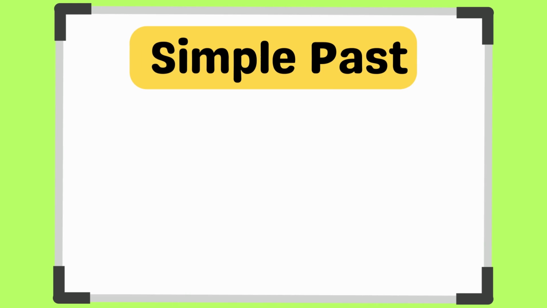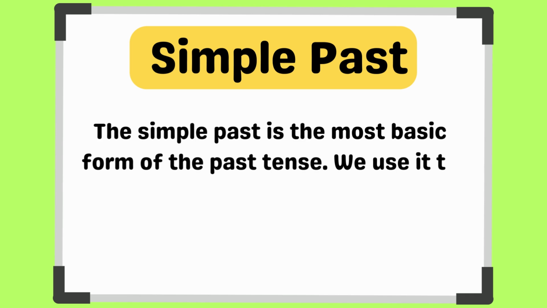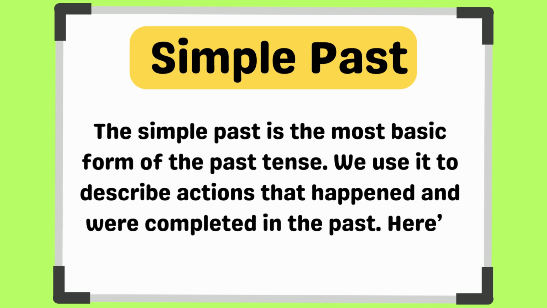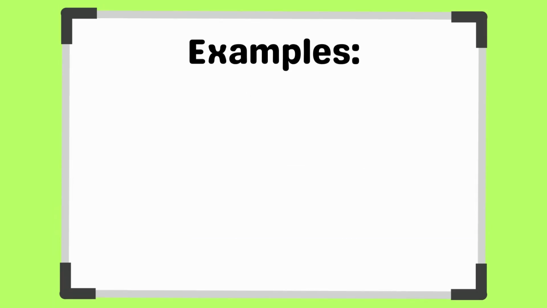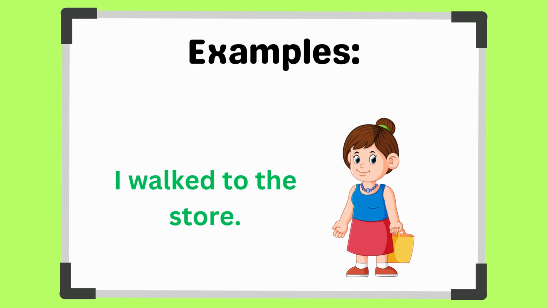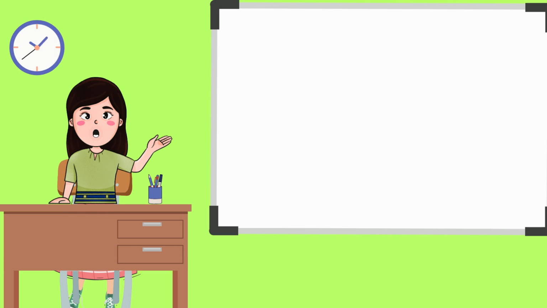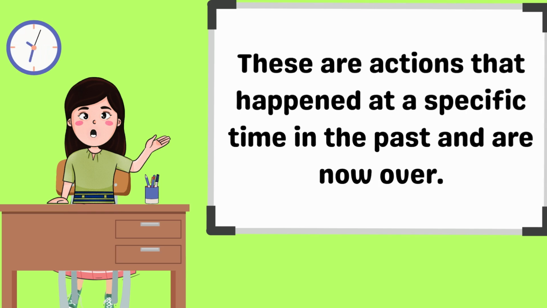Simple past. The simple past is the most basic form of the past tense. We use it to describe actions that happened and were completed in the past. Here's the structure. Structure: subject plus verb, past form. Examples. I walked to the store. She watched a movie. These are actions that happened at a specific time in the past and are now over.